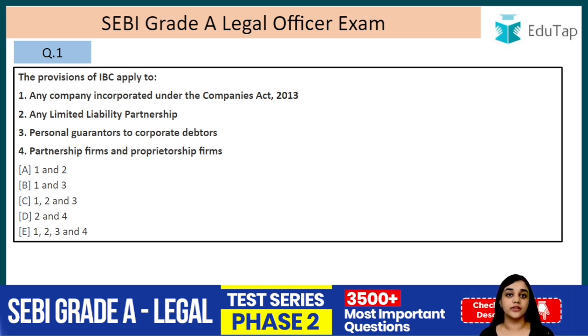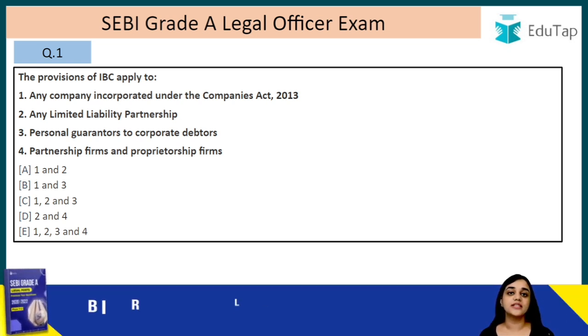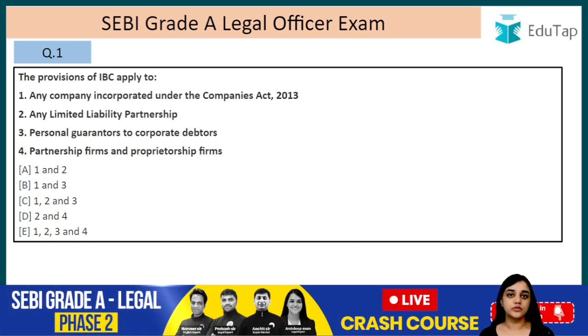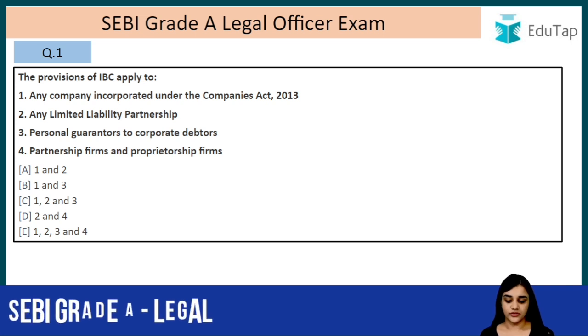What is liquidation? When insolvency and bankruptcy are left untreated, then liquidation happens. Liquidation is the winding up of the company. When in the CIRP process we could not save your company, then liquidation happens, right? So these are the 3 terms which will be used in this code, so you should know the meaning of these. Now let's start with the questions first.